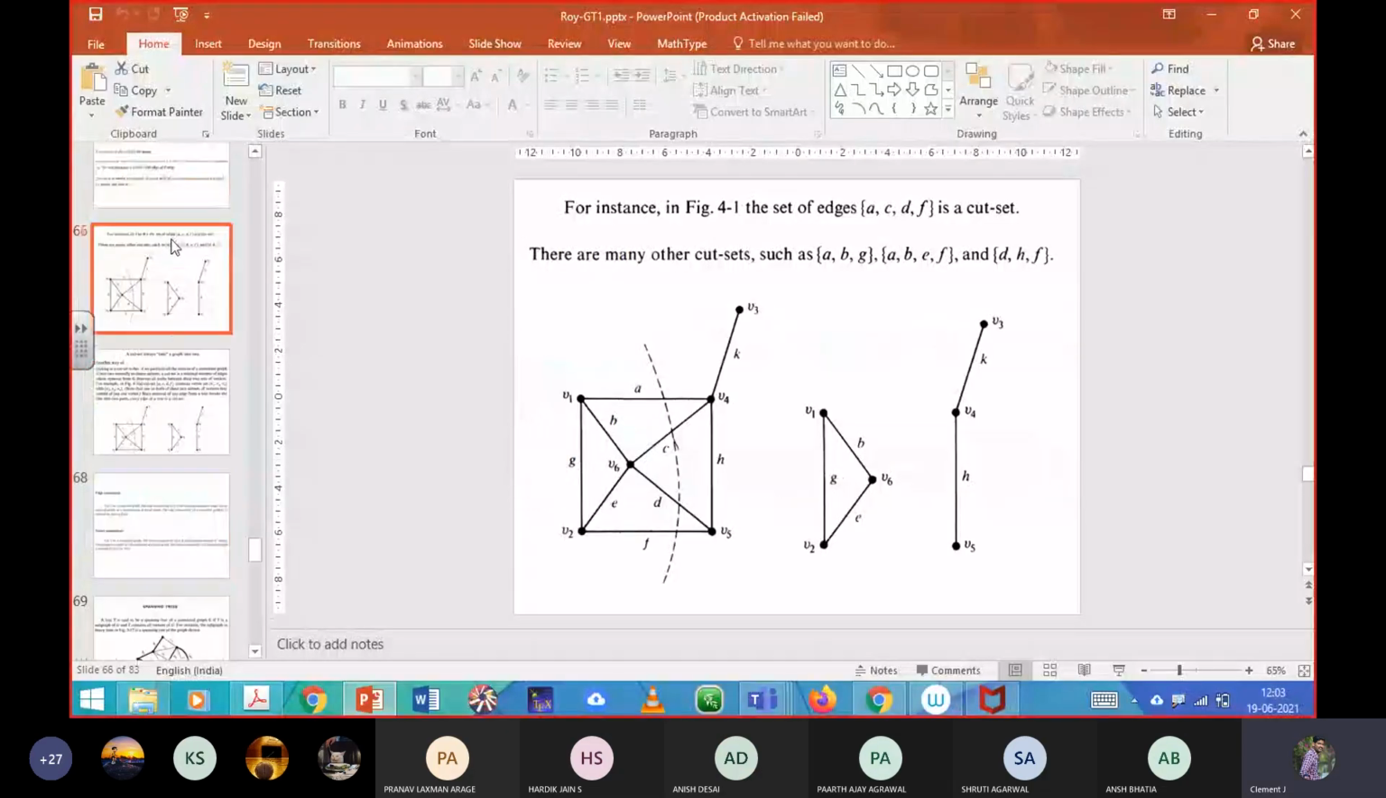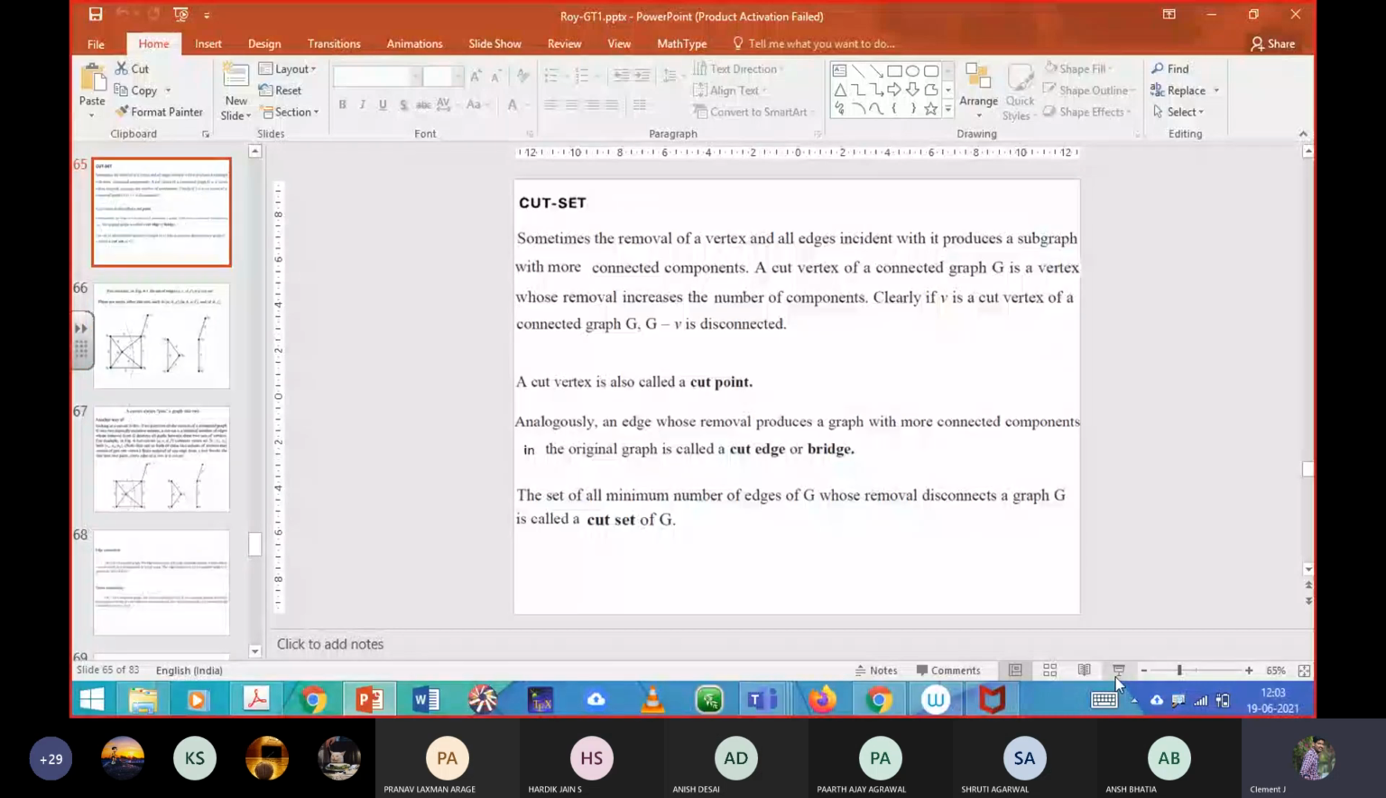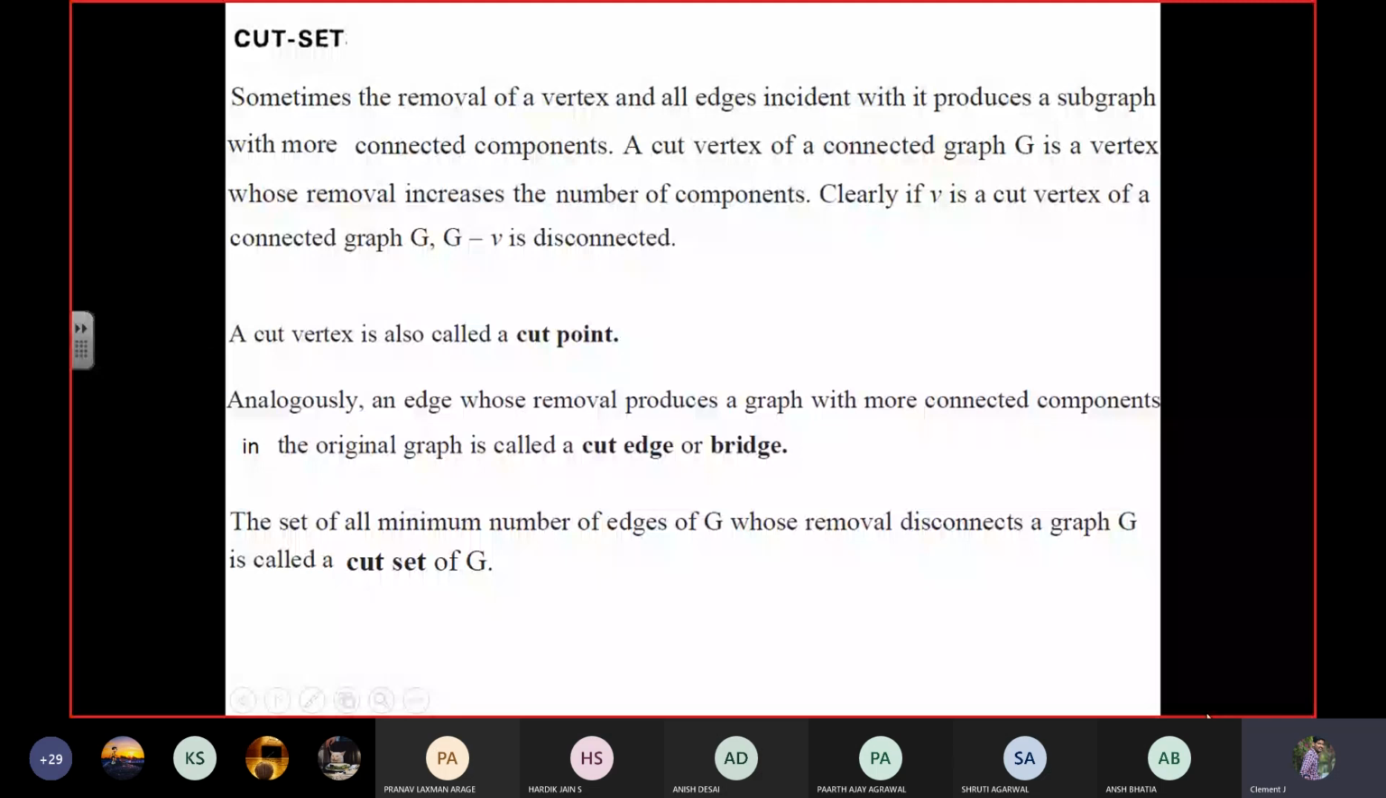Okay. So in the previous session, we started with the topic called cut set and then cut vertex. Hope you can remember the definitions. Cut set means that removing some particular edges will disconnect the graph, and the complete graph will be divided into two components. Such a concept is called a cut set.